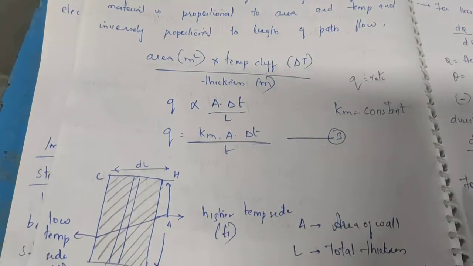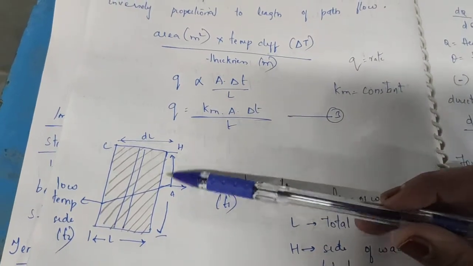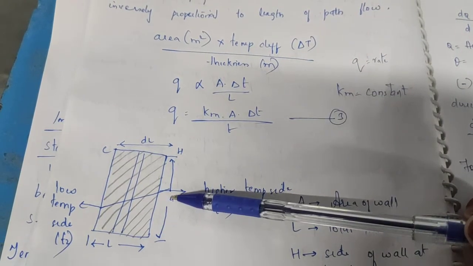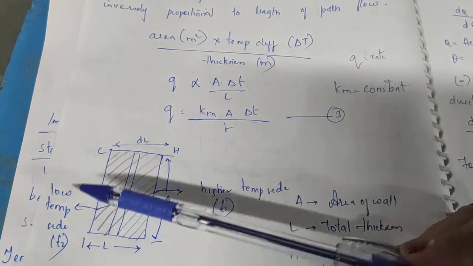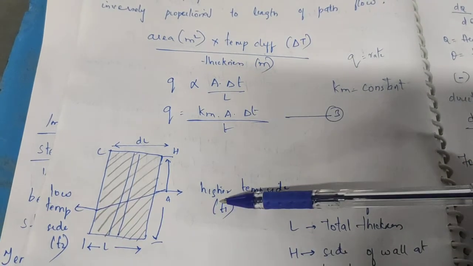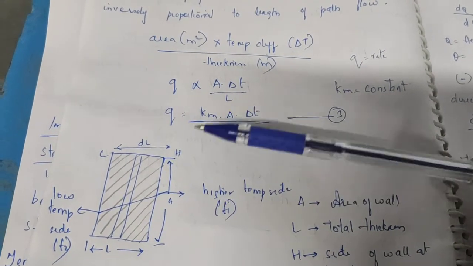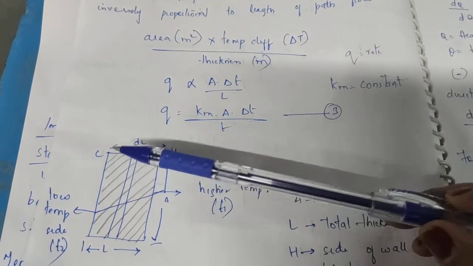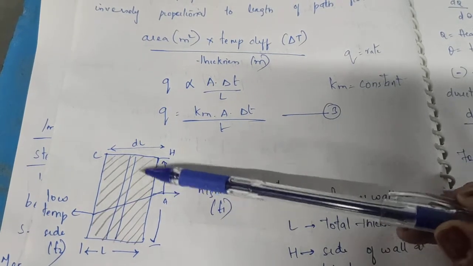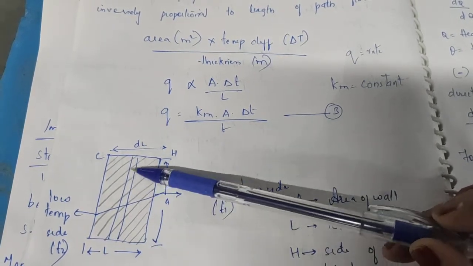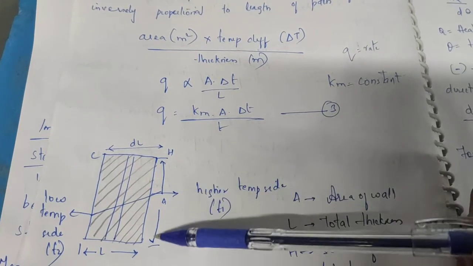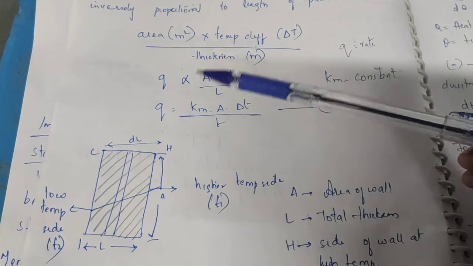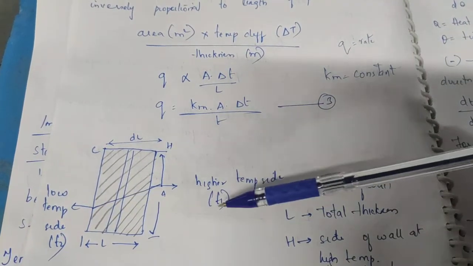Let us take one metal wall, a metal sheet, having two surfaces: the low temperature side is this one, and this is the high temperature side. The high temperature side is the H side and the low temperature side is the C side. The intermediate part, the middle part of this metal sheet, is given as DL. This is the complete area of the metal wall, and L is the thickness.